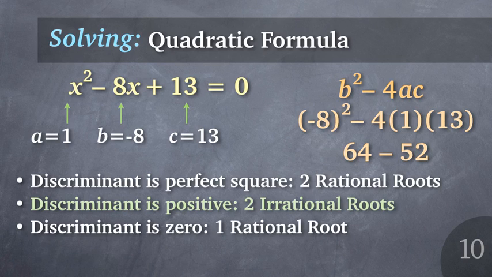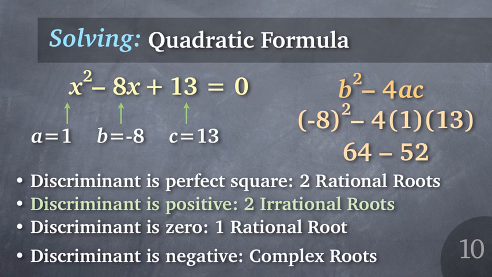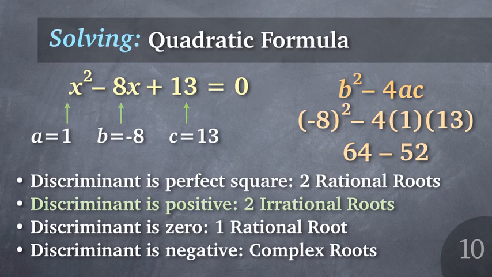All right, if the discriminant is 0, we'd have one rational root. Remember, that's when we'd have our vertex being an x-intercept. And the last thing that can happen is if the discriminant ends up being negative, we have complex roots. So that's when we have those imaginary numbers in there. Okay, and like I said before, in this case, our discriminant equals 12, so it would be the second one. We'd have a positive non-perfect square, so we're going to end up with two irrational roots. Now that means that our roots have square roots in them.